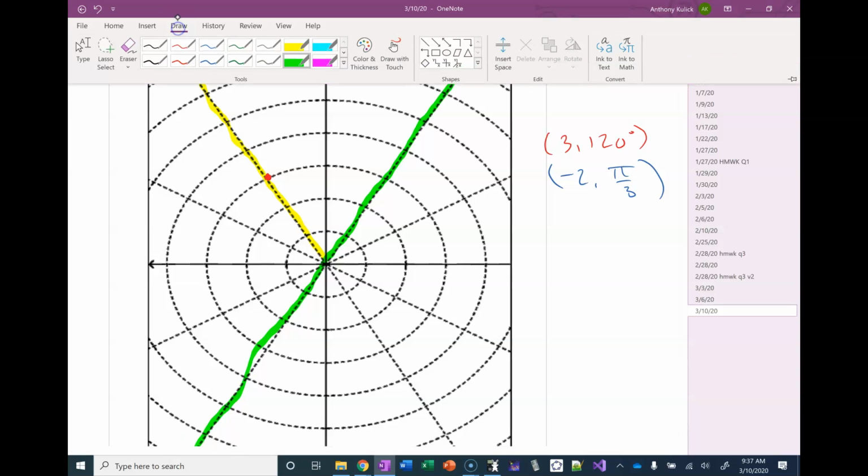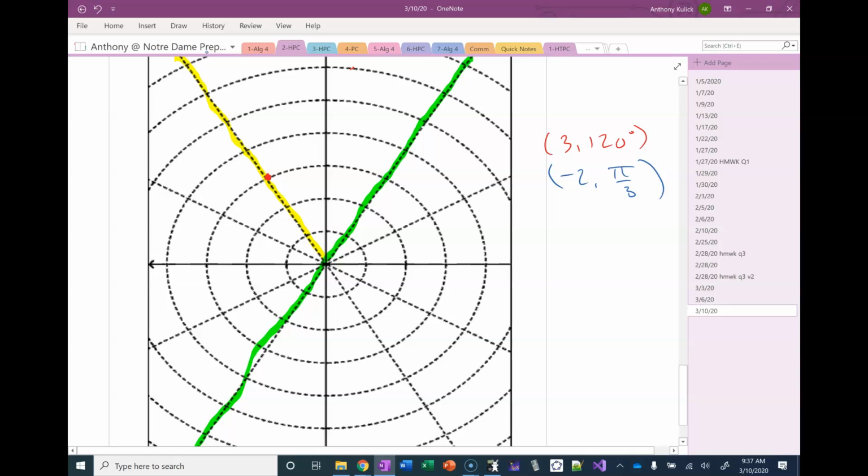And then I need to go -2. So which direction am I going to be going? In the negative direction, so kind of to the left, 2 circles down. So that makes my point here. Is everybody okay there?